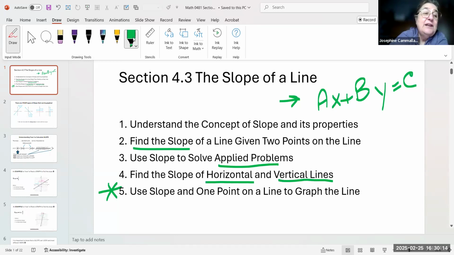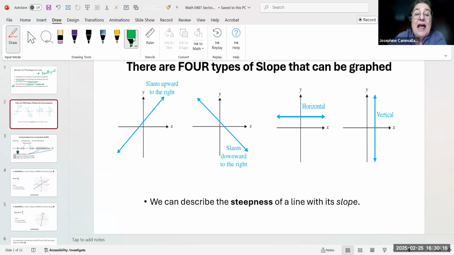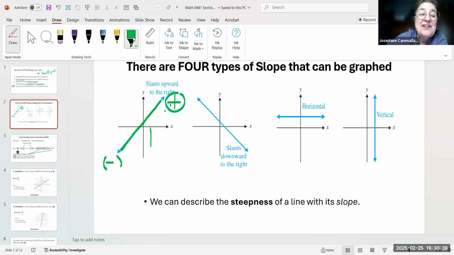Now, general information. Now, I want you to know that there are 4 types of slopes to be graphed. What's happening is this is the negative end, and we're going to the positive end, which means we have a positive slope. Now, if we start at the top and go down, we have a negative slope.